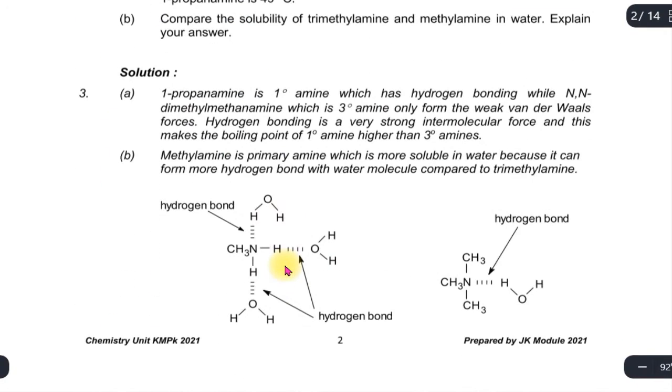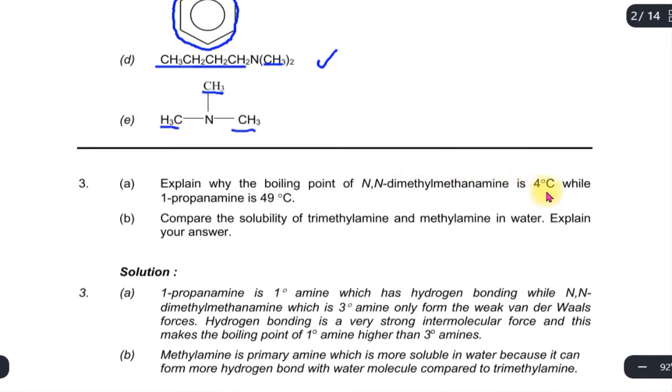Now we proceed with question 3. It asks about physical properties. The first one is about boiling point. The second one is about solubility. The question requires you to explain why the boiling point of N,N-dimethyl methylamine is 4 degrees Celsius. This one is a tertiary amine, while 1-propane amine is a primary amine, and its boiling point is 49 degrees Celsius.